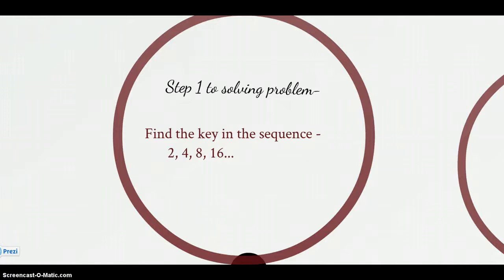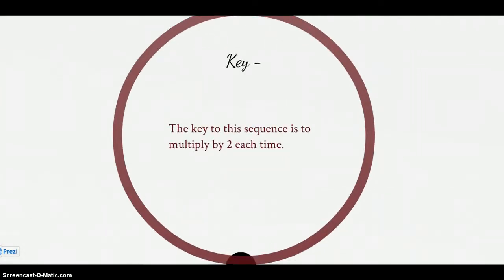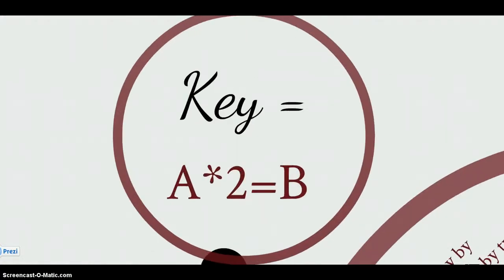Step 1 to solving the problem is you have to find the key in the sequence. The sequence is 2, 4, 8, and 16. The key to this sequence is to multiply by 2 each time. The key again is A times 2 equals B.